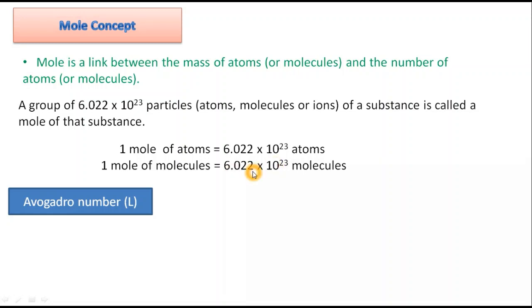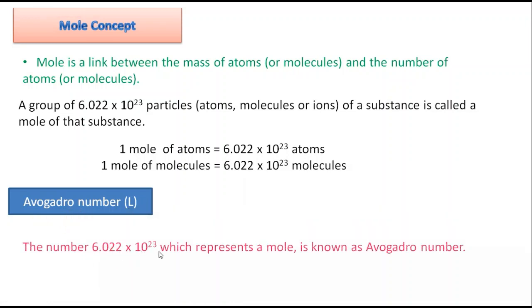This number 6.022 × 10^23, which represents 1 mole of atoms or 1 mole of molecules, is known as Avogadro's number, and its symbol is L. So we can now say that a mole represents an Avogadro number of particles of a substance. And in addition to the definite number of particles of a substance, a mole also represents the definite amount, or mass, of a substance.